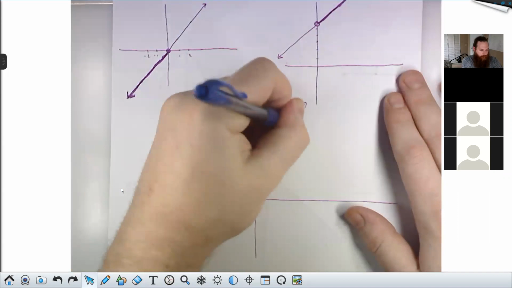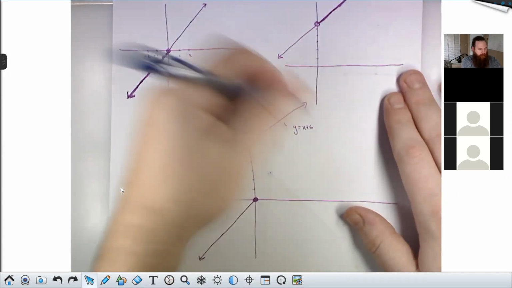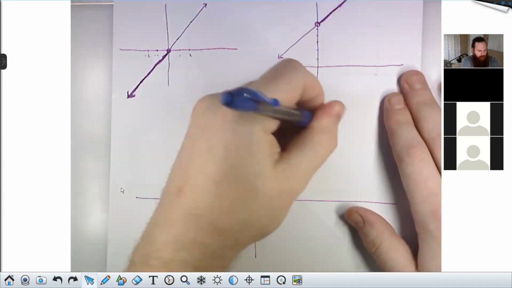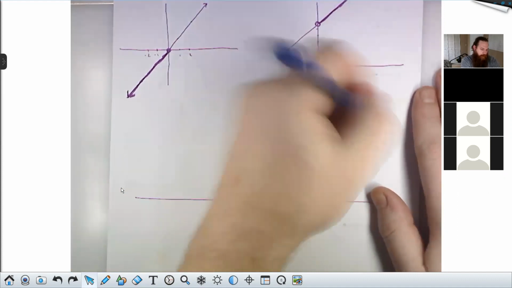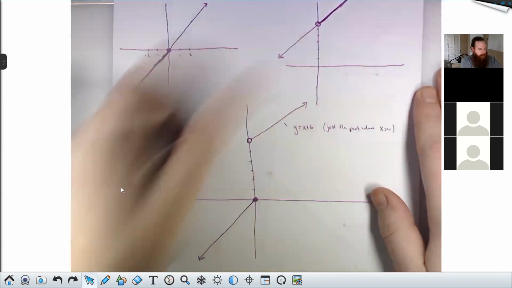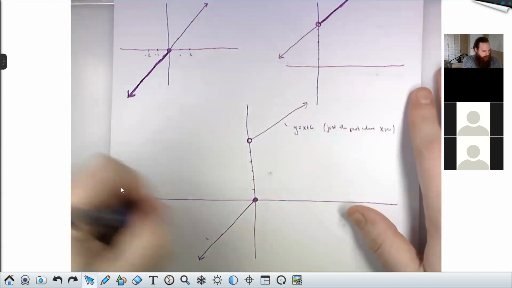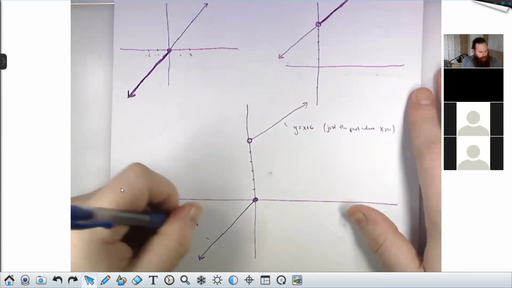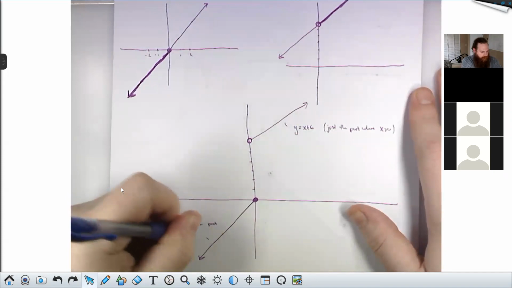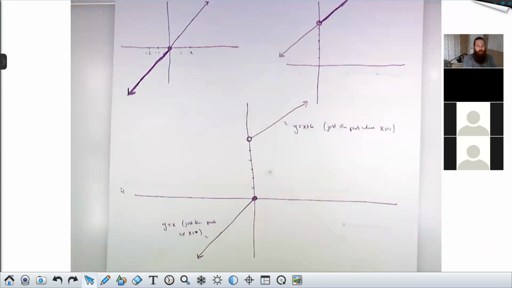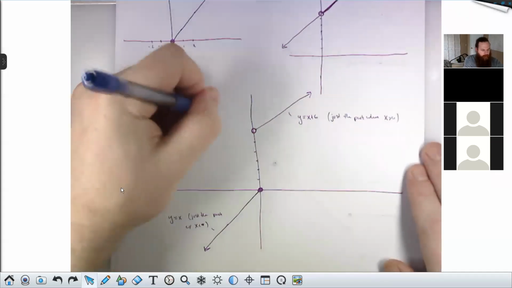So this is the line y equals x plus 6, just the part where x is greater than 0. And this guy, he's the line y equals x, just the part where x is less than 0. We take those two pieces and we put them together. That gives us the graph of our piecewise function f of x.